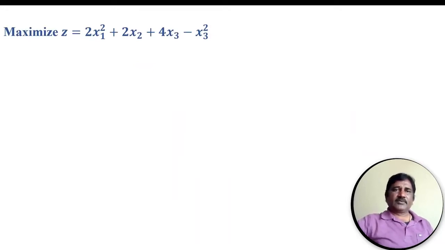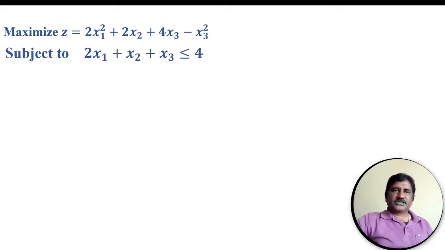Maximize z equal to 2x1 square plus 2x2 plus 4x3 minus x3 square, subject to 2x1 plus x2 plus x3 less than equal to 4. Now, as we have understood so far, the problem is to be first decomposed, and that's how we'll be getting the problem into multiple stages.